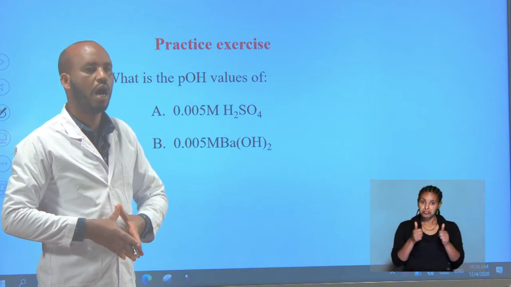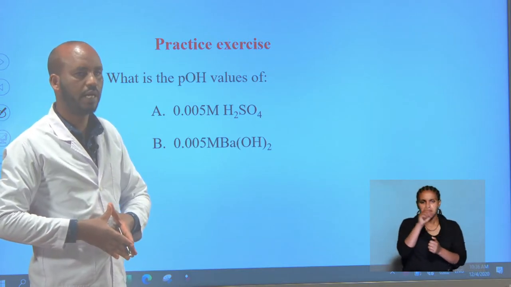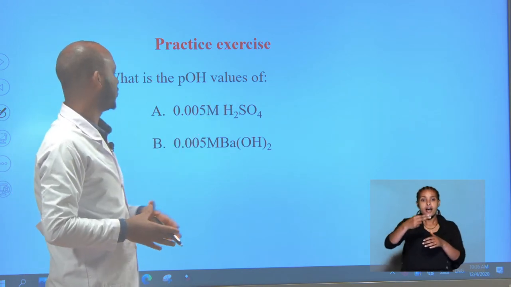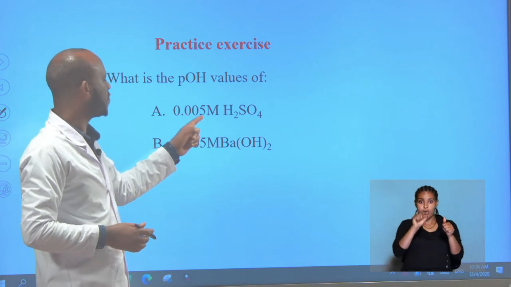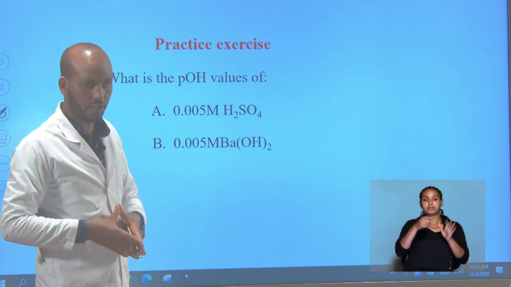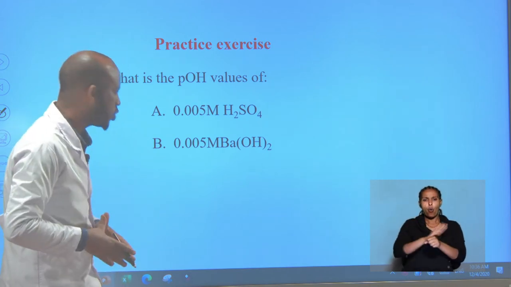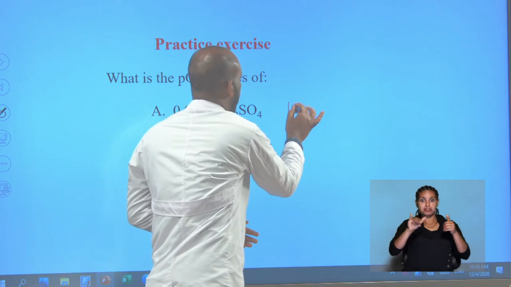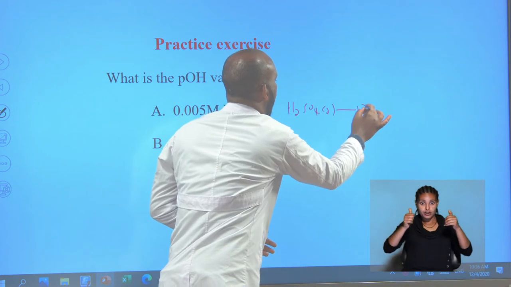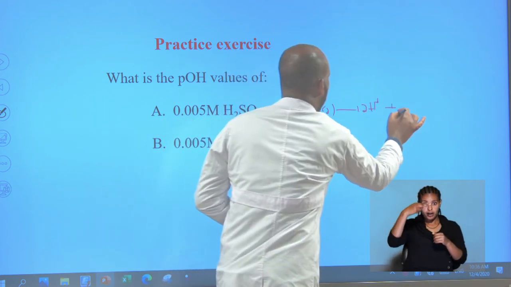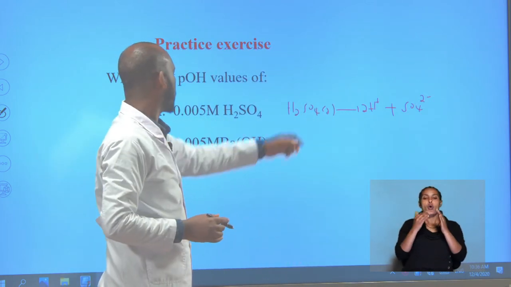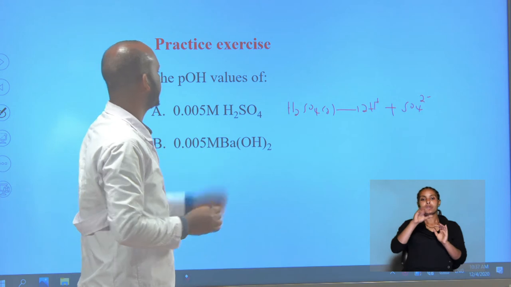Good. How did you do it? Let us do together. What is the pOH value of 0.005 molar sulfuric acid? Sulfuric acid is a strong acid, completely dissociates. Sulfuric acid, H2SO4, completely dissociates into 2H+ plus sulfate, SO4 2-. Concentration of sulfuric acid is 0.005 molar.